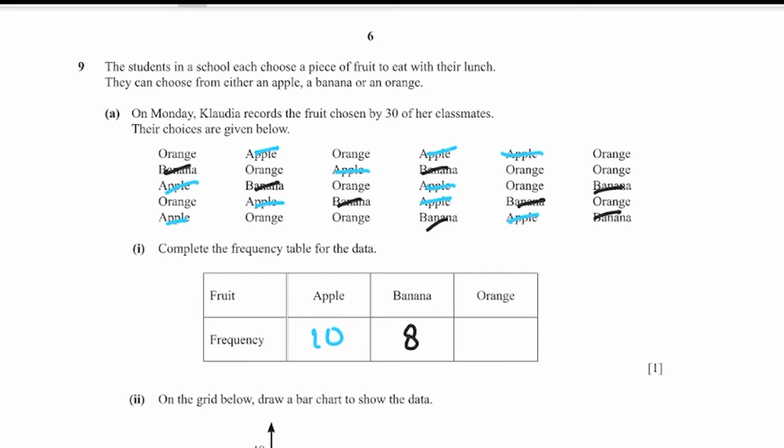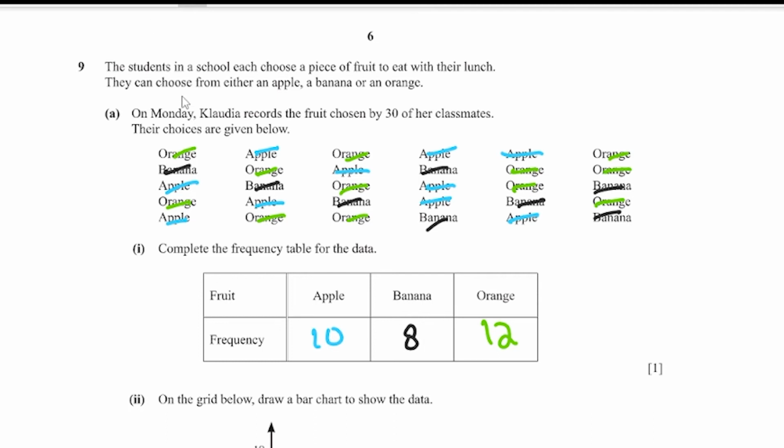Okay, and now orange. The remaining are the orange. 1, 2, 3, 4, 5, 6, 7, 8, 9, 10, 11 and 12. Now 12 plus 8, 20, 20 plus 10, 30. So 30 fruits are being given here. So this is the frequency. Apple has the frequency of 10, banana has the frequency of 8 and orange has the frequency of 12.